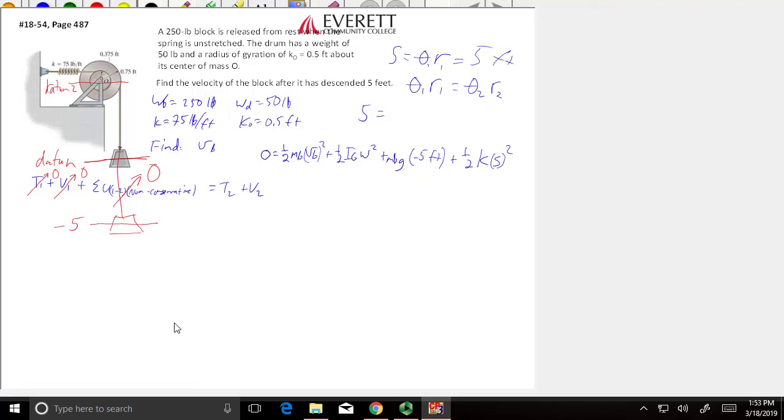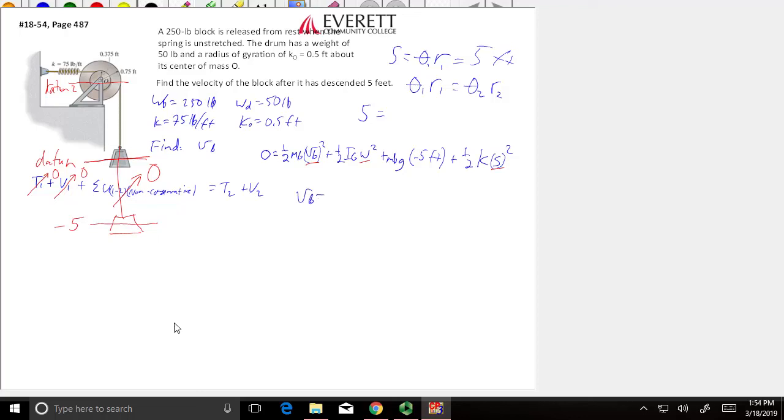So I got my equation right here, right? That's kinetic of the falling weight. That's kinetic of the spinning drum. That's potential of the weight after it fell 5 feet. And this is potential of the spring after it's been stretched. How many unknowns do I have? Got a whole bunch of them, right? I've got a V_B. I've got omega. I've got a delta S. So how can I knock some of those out?